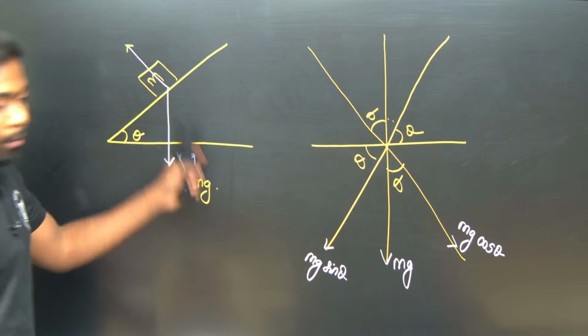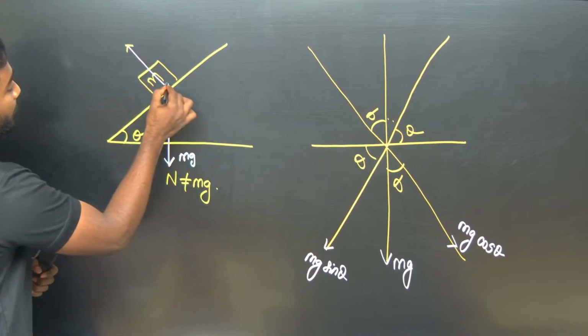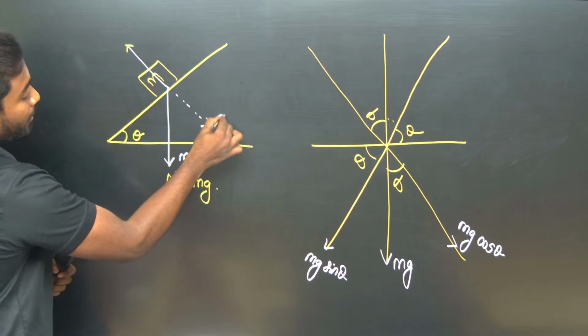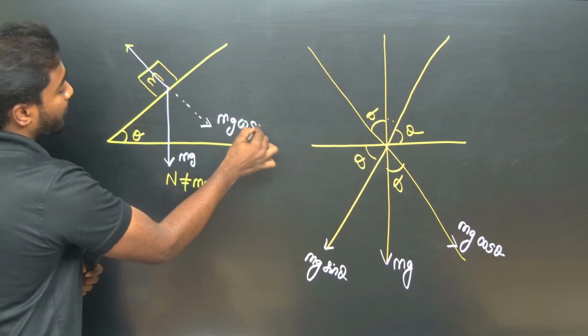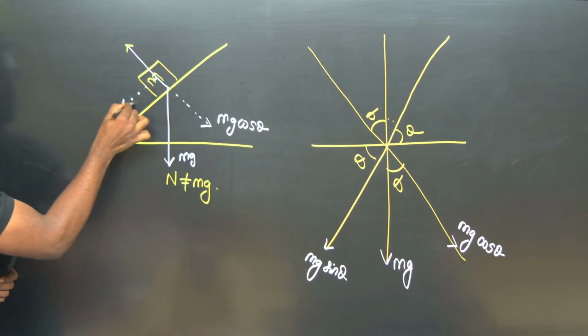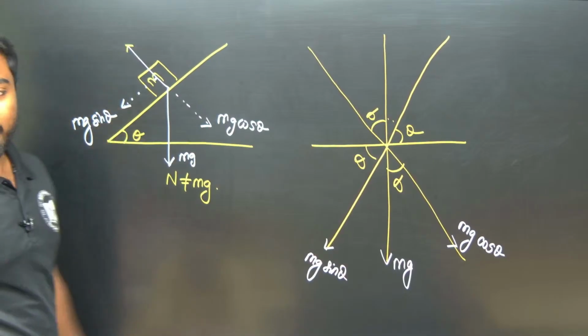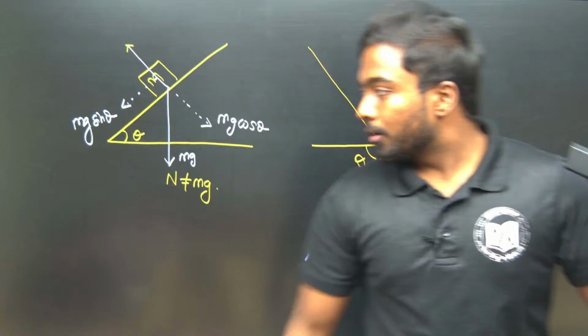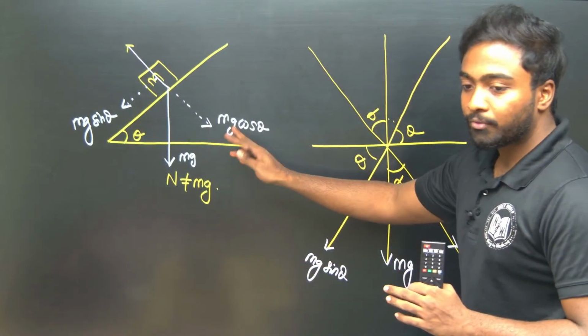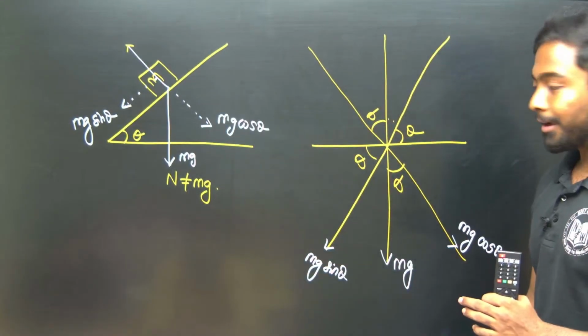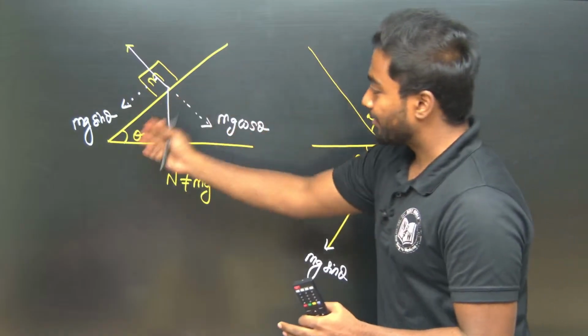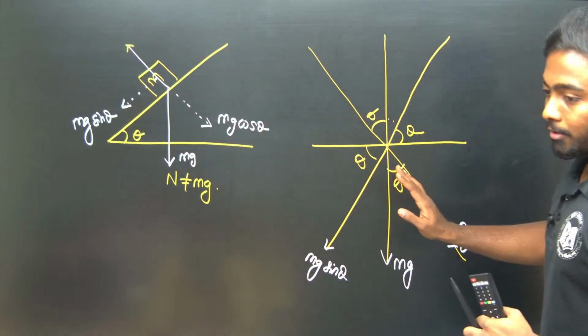So can I write over here? Now I will extend this one. So this is my mg cos theta, and if I extend this one, this is my mg sin theta. Any doubt over here on finding the components of mg? So if the angle is like this, we have got it.